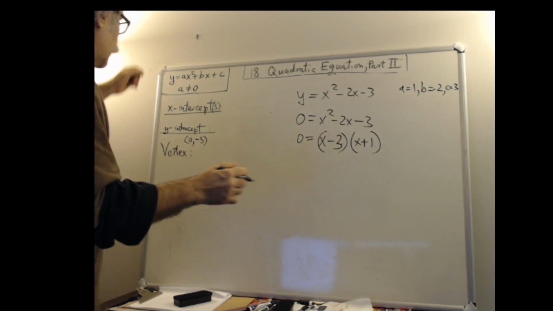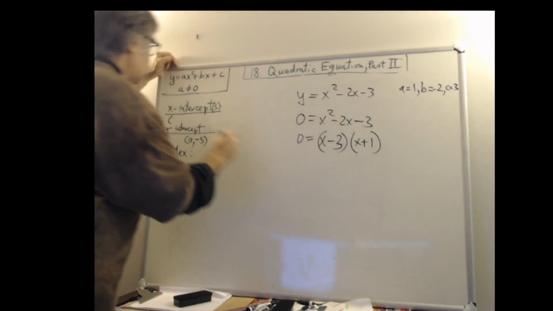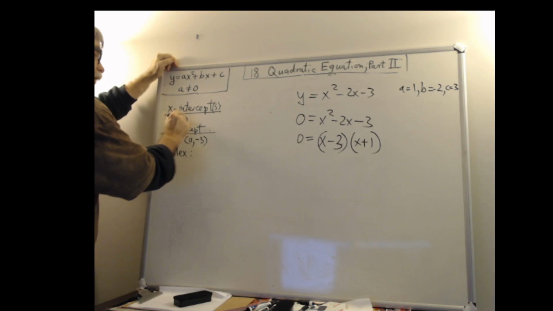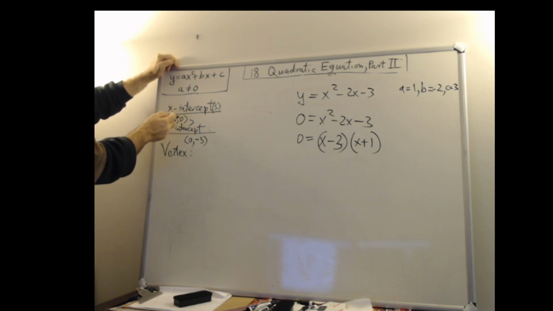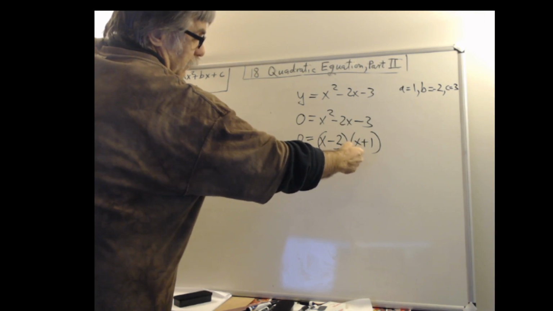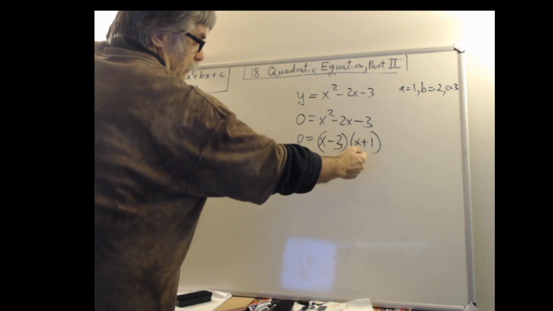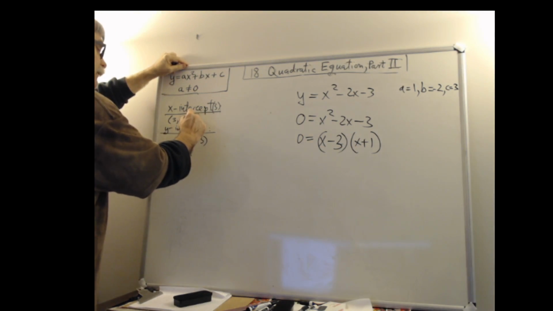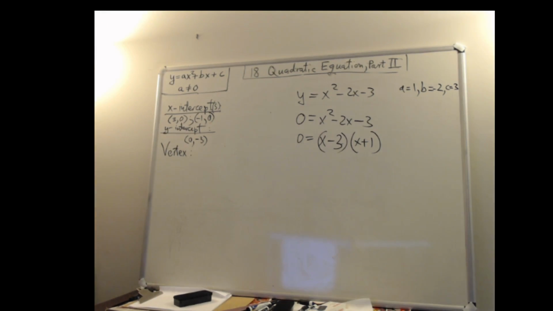And therefore, you have two x-intercepts. One of them is when x is equal to 3, and y must be 0. For the x-intercept, y must be 0, the x is something. And the other one is when this is equal to 0. So I'm using the zero property here. This is equal to 0 when x is equal to negative 1. Negative 1 and 0. That's the second x-intercept.